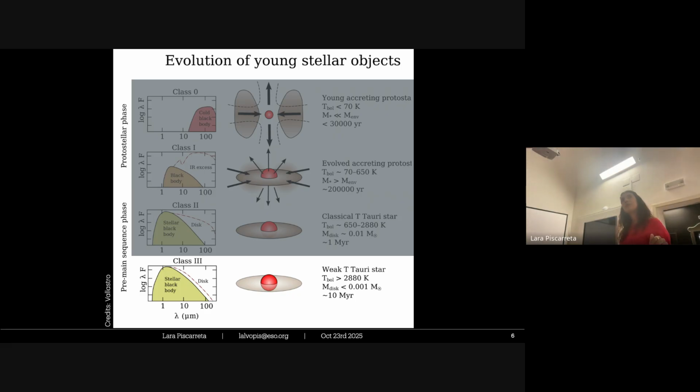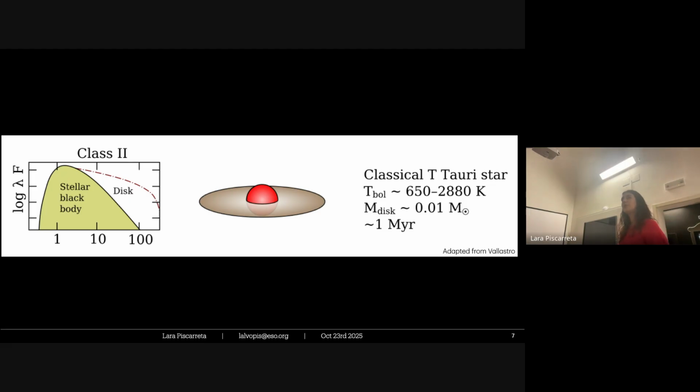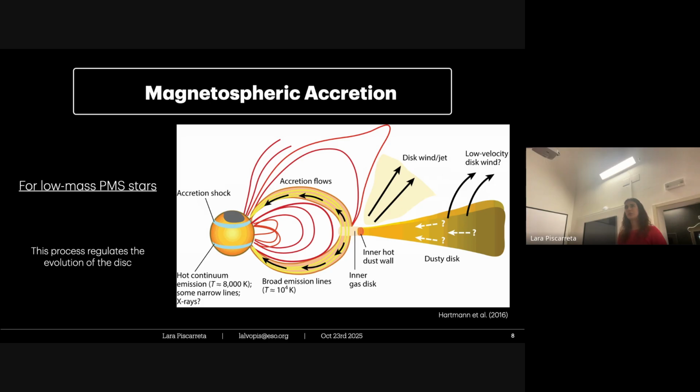So today in my talk, I will be focusing on the class 2, or what we call the classical T-Tauri stars. And before I continue, we need to update this SED because this has been done some years ago. So we not only have an excess emission coming from the disk, but we also have a UV excess coming from the accretion process. Because as I mentioned, at this point, we still have accretion ongoing, so material from the disk is being accreted onto the host star. So currently, the most accepted paradigm for accretion is what we call the magnetospheric accretion.